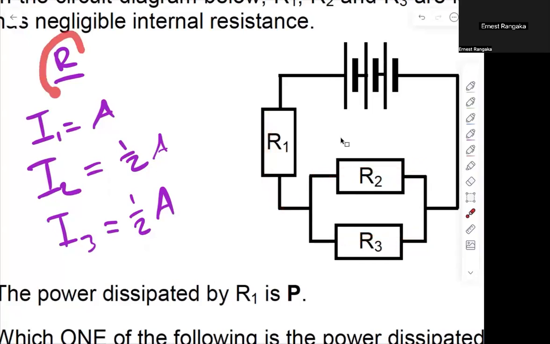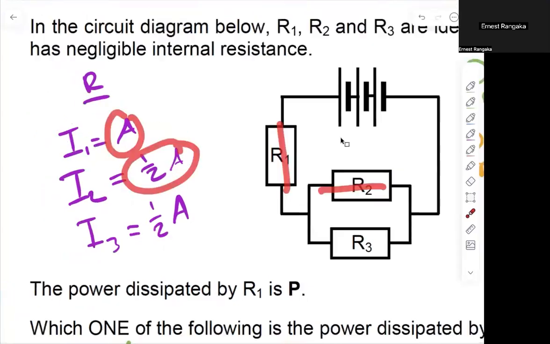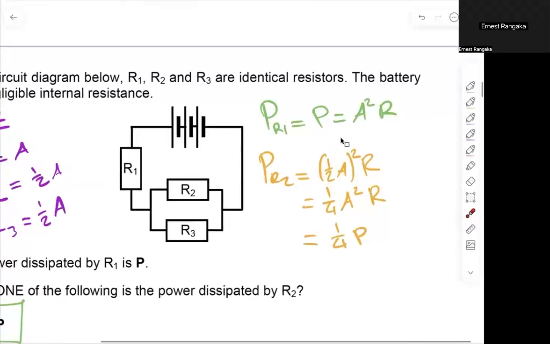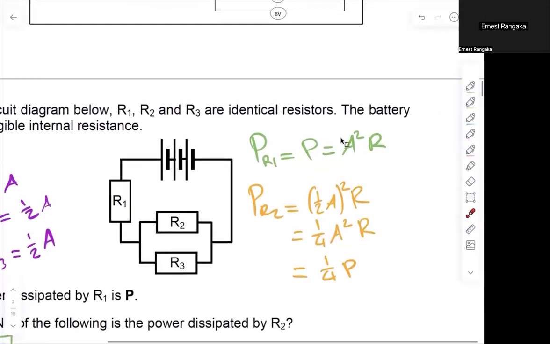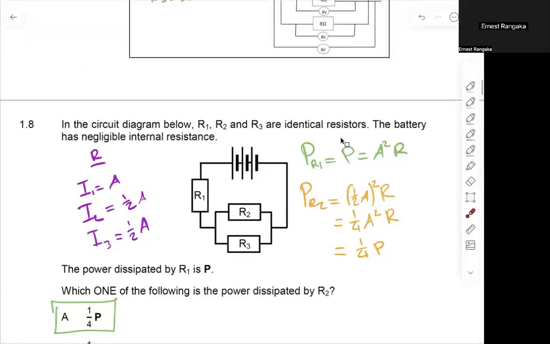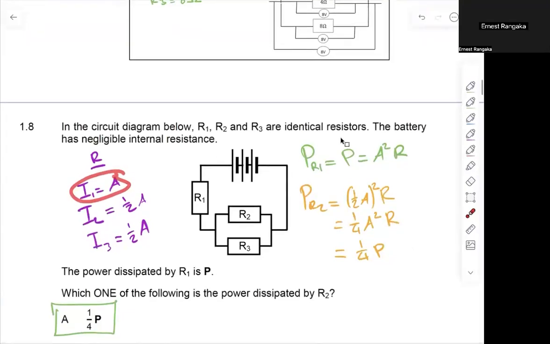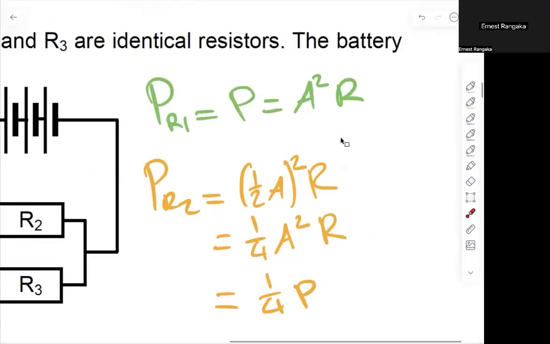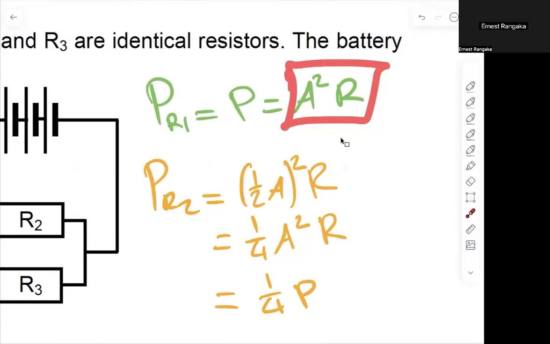So now I've got my resistance equal to R. My current for R1 is A. My current for R2 is half A. Let me go plug that into my formula. We know that power is equal to I squared R. In this case, the current through R1 we're going to call A, so the power there is going to be A squared times R.